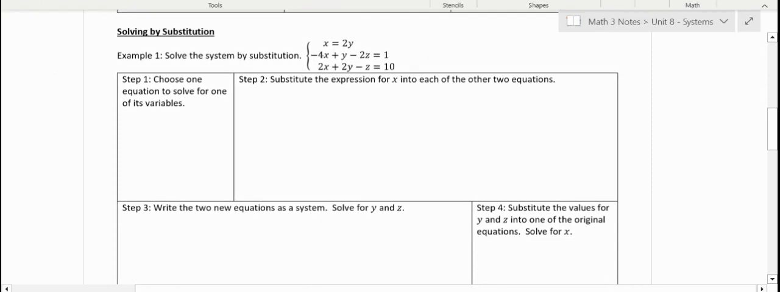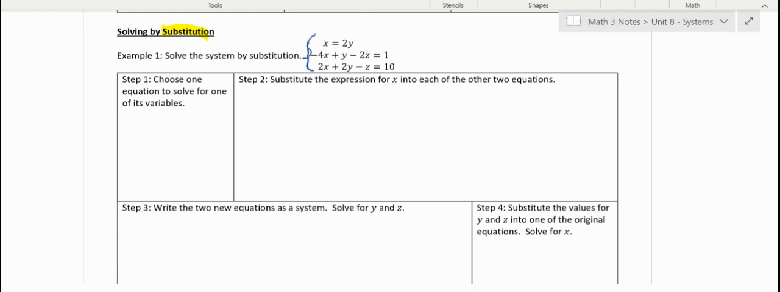So the first type we might see is solving with substitution. Notice we have x, y, and z in this problem. We have three equations and three variables. So our first step is always going to be to choose one equation to solve for one of its variables, because again, we're using substitution. And this one works out kind of nice.